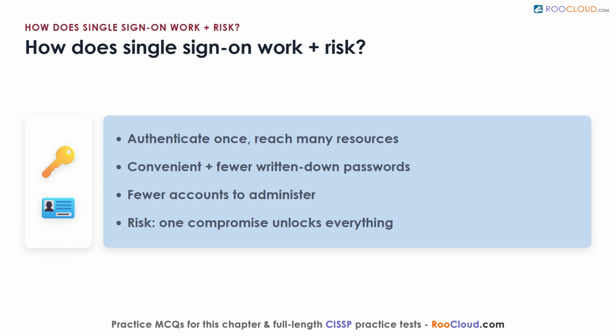The trade-off is concentration of risk. If that one account is compromised, the attacker inherits everything it could reach, which is why these systems layer on extra protection for the credential. Think of it as a single hotel keycard that opens your room, the gym, and the pool. Convenient until someone steals the card.